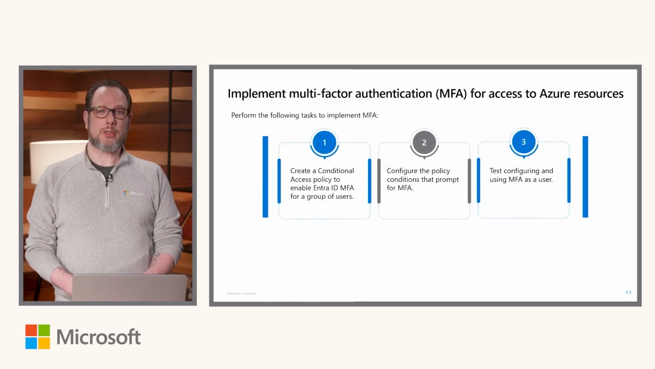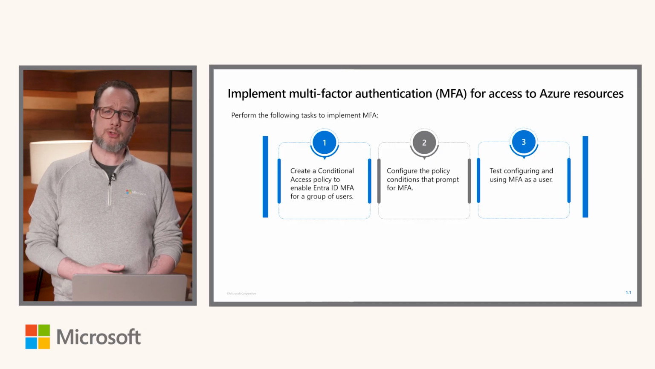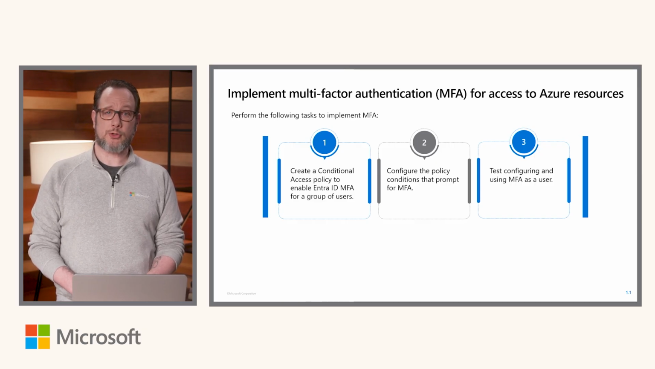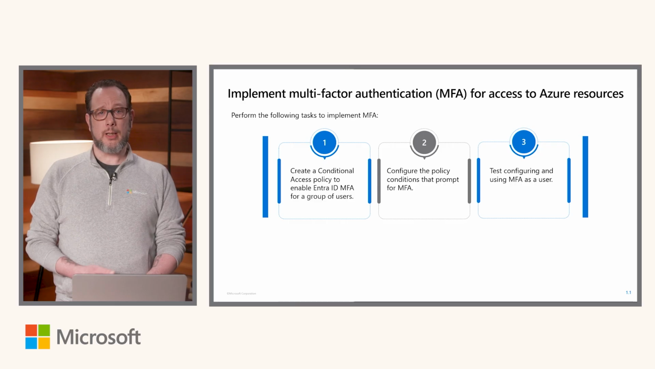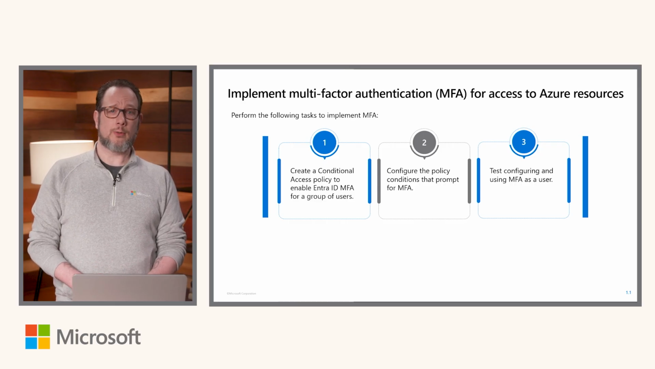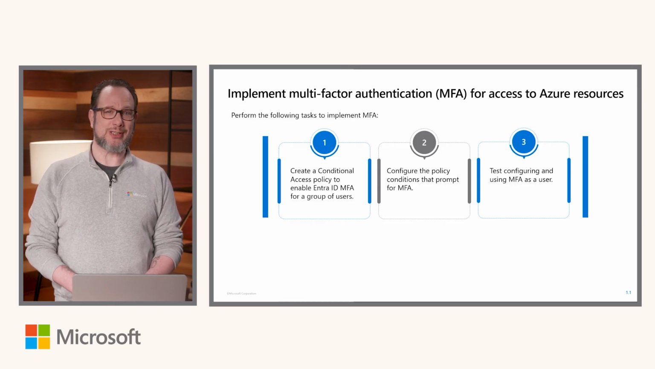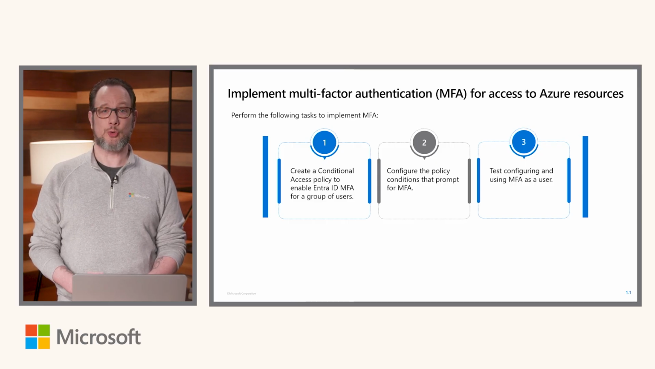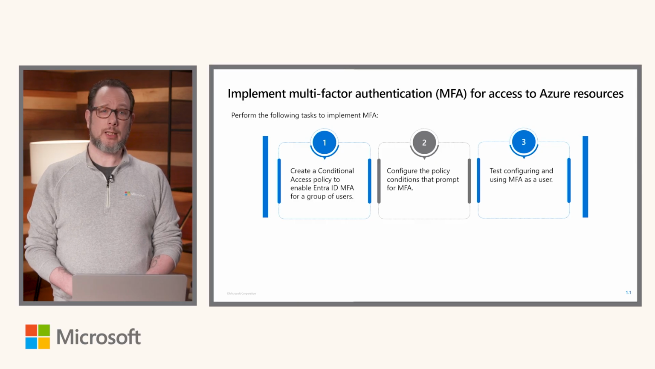We briefly mentioned MFA, or multi-factor authentication, as one of the best security mechanisms for identity and access management. This slide here reminds you about the 3 tasks to implement. Enabling Entra ID MFA by using conditional access policies. Defining the specific conditions you want to use to prompt for MFA. And then last, testing before doing a larger rollout.